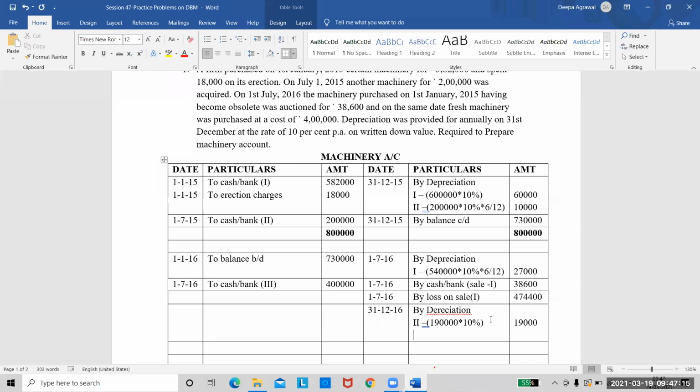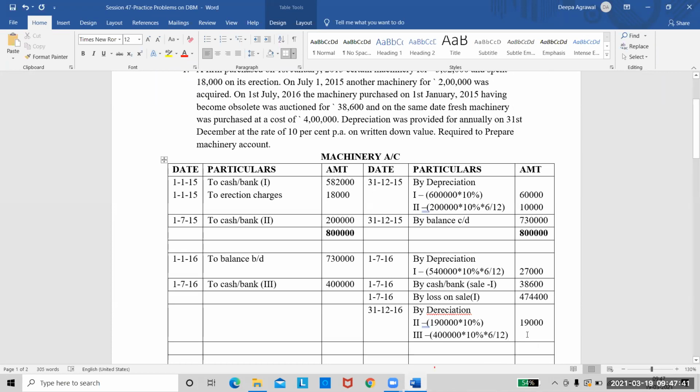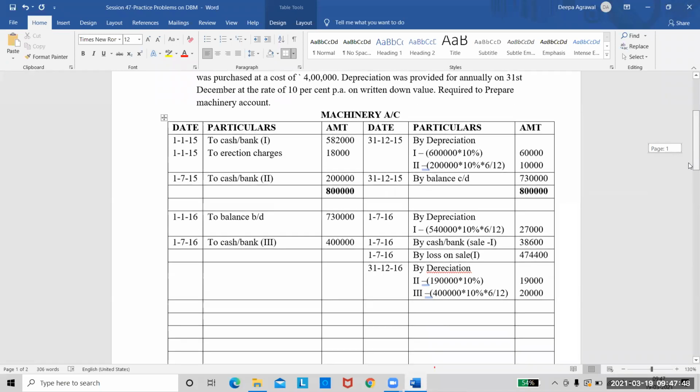So we need to provide the depreciation on third machinery as well. So third machinery we purchased for 4 lakhs into 10% into 6/12 because we purchased it only on 1st July, right? So how much is the depreciation amount? Tell me. Will it be 40,000? It would be only 20,000 because it is 6/12. So 20,000. So now my year is completed.